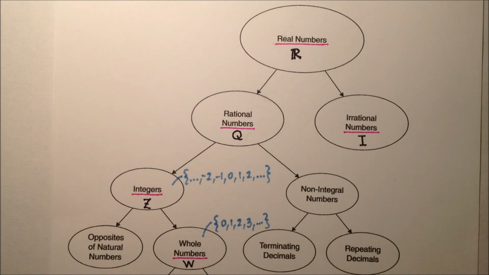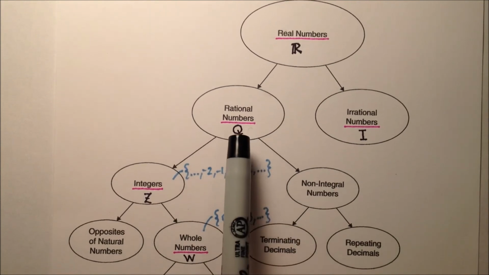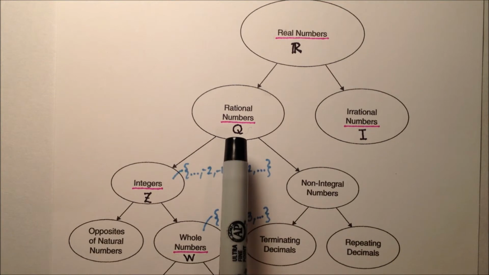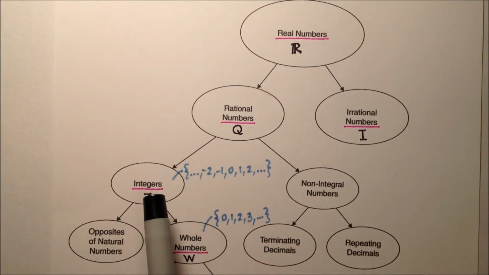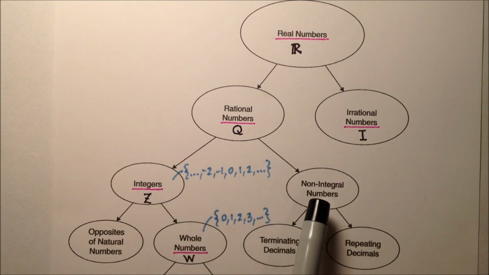As we move higher on the hierarchy chain of real numbers, we stop next at the rational numbers, given by the capital letter Q. Now the rational numbers are going to be composed of all numbers that can be written as a ratio of two integers. So they're going to be composed of integers and then non-integer numbers. Well, what are these non-integer numbers? They're going to be composed of any decimals that terminate or any decimals that repeat.